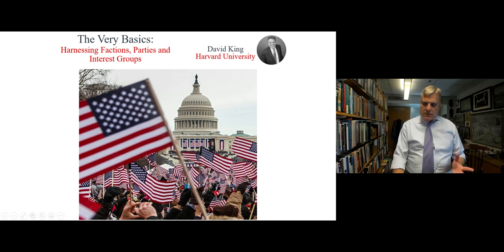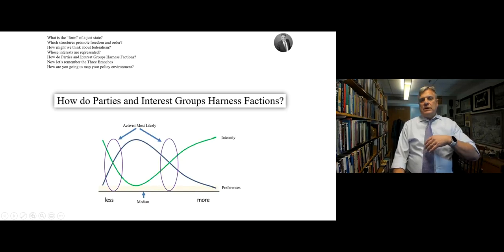We last looked at this concept of representation. We talked about trustee versus delegate. We talked about the problems of even knowing or measuring public opinion. I ask you to think about what it's like to be an elected official and imagine how you would even know what people want back home in the district.